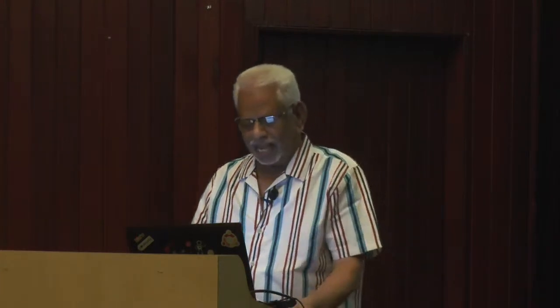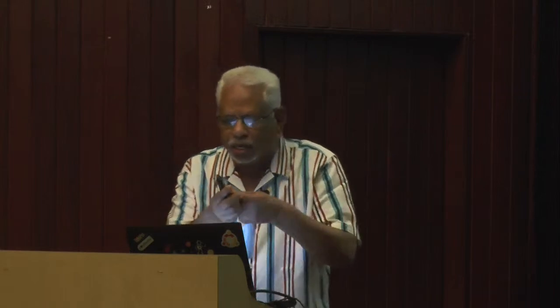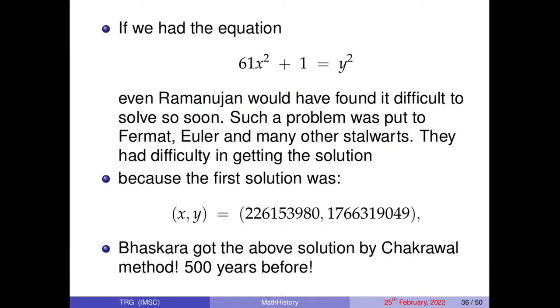I'll come to that. This problem was also given to Fermat, Euler, Lagrange, various giants of mathematics in the 17th and 18th centuries. Some of them solved it, but only after many days of working. Why is it difficult to solve this equation? Because if you try by trial and error, let me put 1, 2, 3, 4, 5, etc. But the first solution for this is what is written here, something like an 8-digit number and a 10-digit number. Even if you use a calculator to verify, you cannot do it with this kind of calculator. You need a computer to verify it.